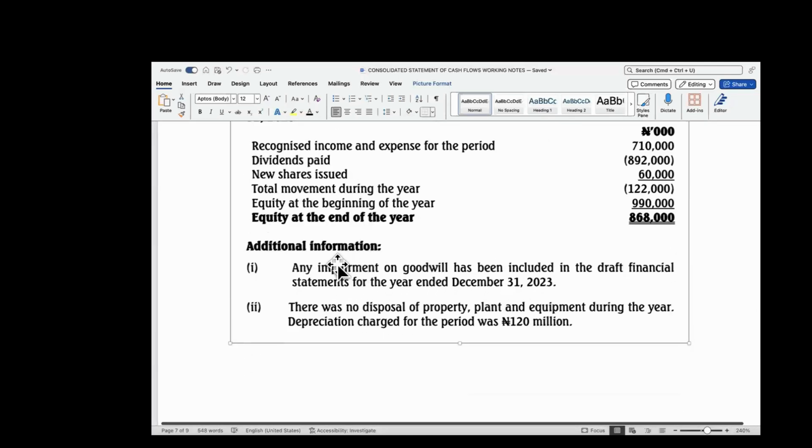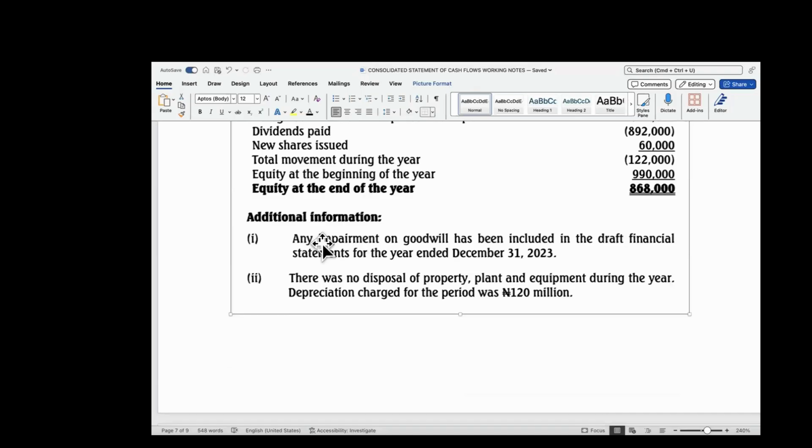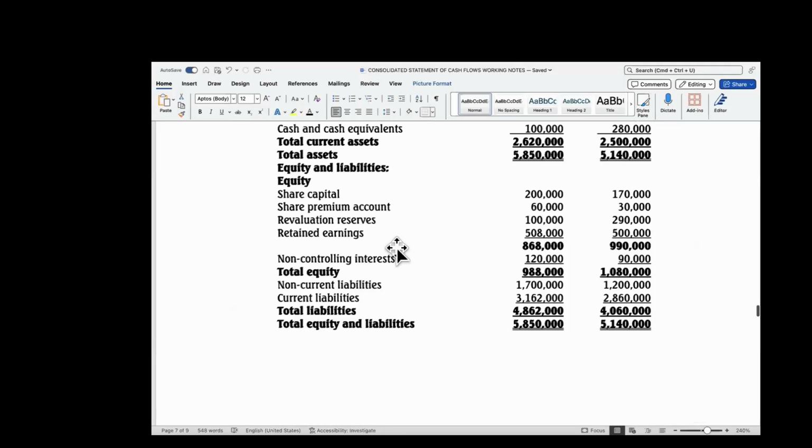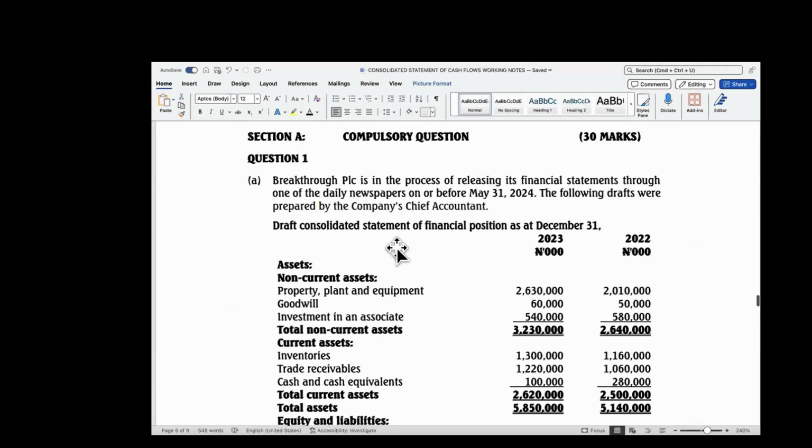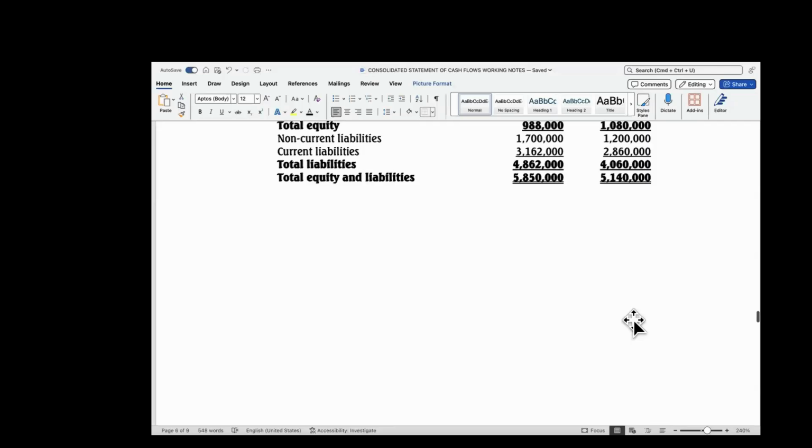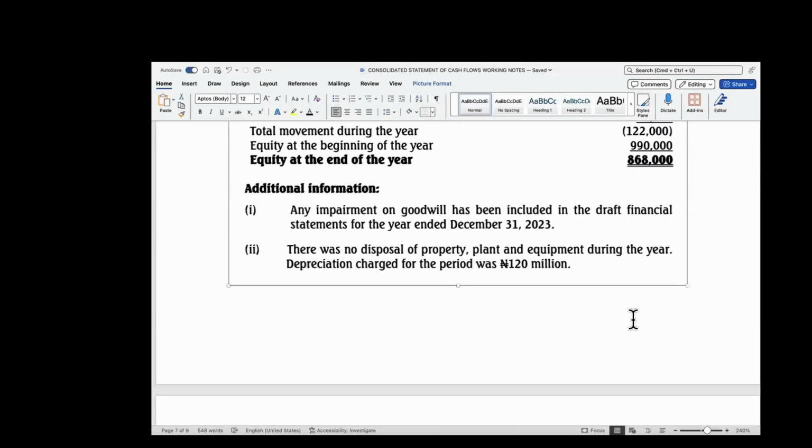Now, additional information. They said any impairment on goodwill has been included in the draft financial statement. That means for them to have made this comment, there is an impairment on goodwill. Let me check my goodwill. Okay, goodwill in 2022 was 50, in 2023 is 60. So where is the impairment? It has even increased. Yeah, we'll look at it. But they said there is an impairment of goodwill.